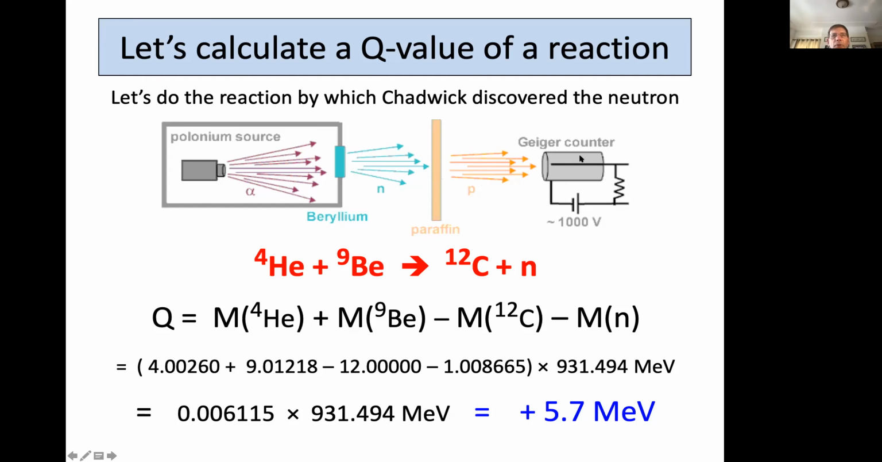And sure enough, when he put up this arrangement, there was simply nothing here. The Geiger counter did not see anything when you took away the paraffin, but when you put in the paraffin and the neutrons knocked on the proton, you were seeing these large regular signals, which was evidence of this ghostly particle of approximately equal mass to the proton, and then he declared the discovery of the neutron. Carl?